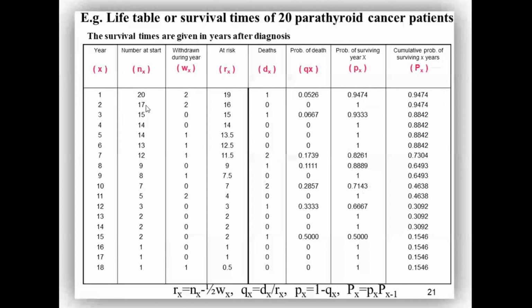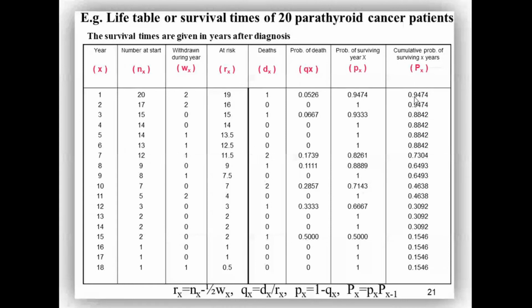And from these 17 individuals, 2 died. So how many are at risk? 17 minus half of 2, which is 16. How many deaths do we have in that year? Don't forget, these are the number of deaths in that year, year 2, not year 1, year 2 only. So 0. What is the probability of dying in that year? 0 over 16, that means dx over rx, which is 0. If the probability of dying in year 2 is 0, what is the probability of surviving in year 2? It is 1, because 1 minus 0 is 1.